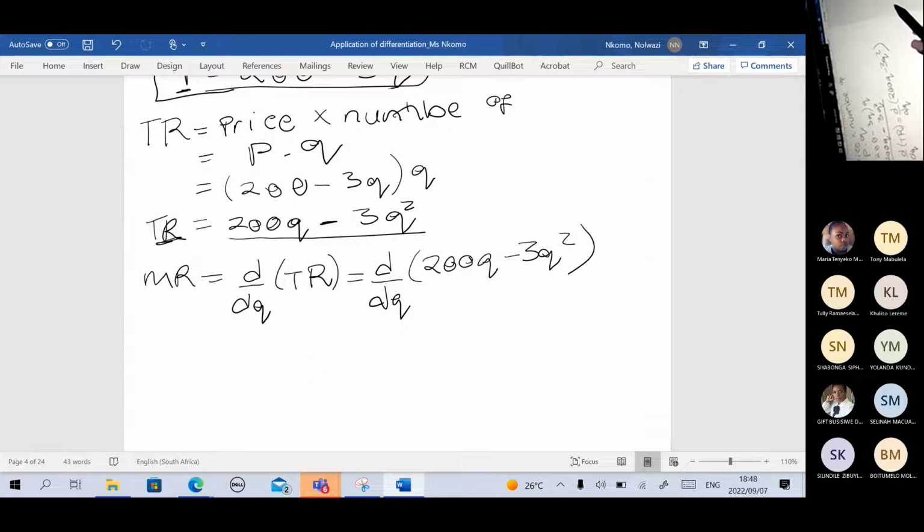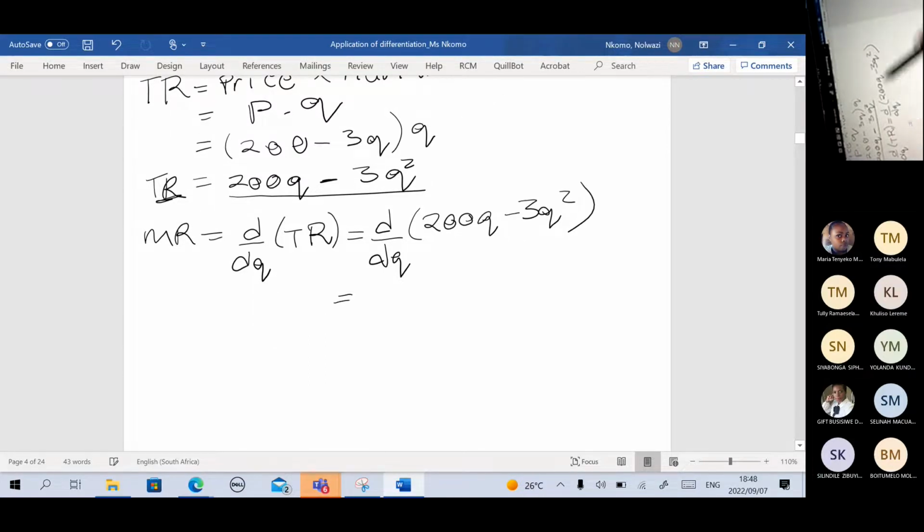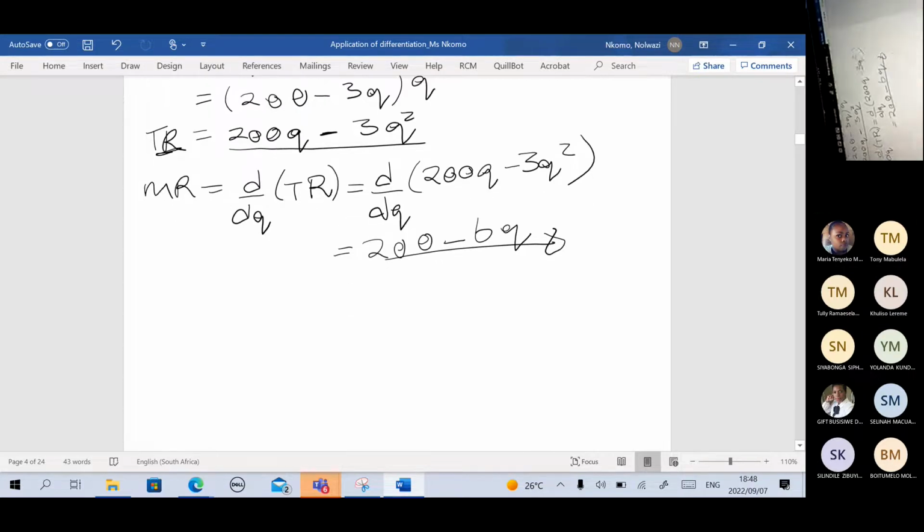What do we get if we differentiate our total revenue? Anyone? Not 200 minus 6Q, no? Yes. Do we all agree? Okay. Now we have the total revenue and the marginal revenue, and the marginal revenue is the derivative of the total revenue, right?